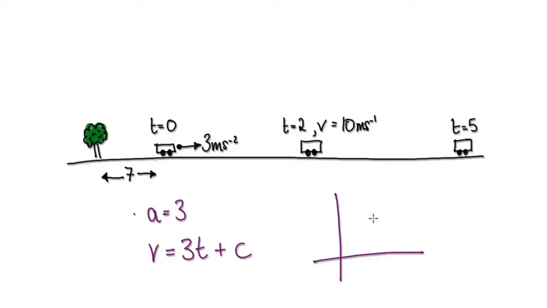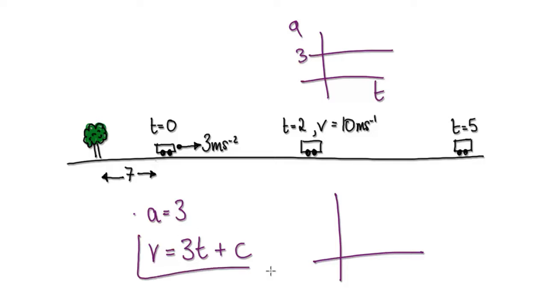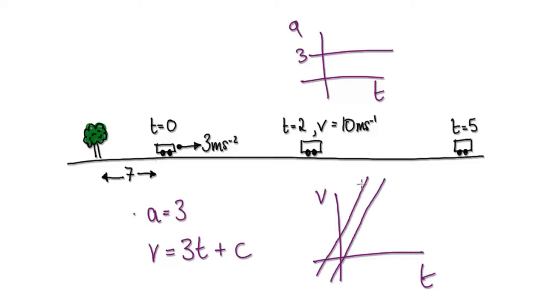So when you plot your acceleration time graph, it will look like this. The car will always have an acceleration of 3. When you integrate it, your velocity time graph will look like this. 3t means it will have a gradient of 3. But the thing is, plus c means it will give you a whole family of these straight lines.